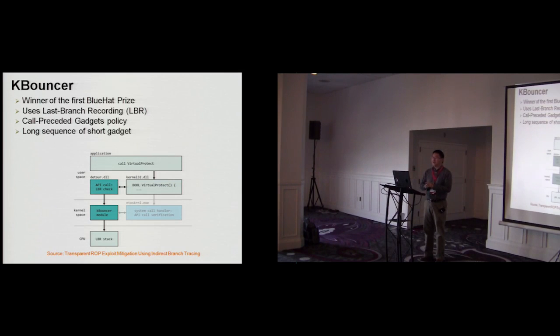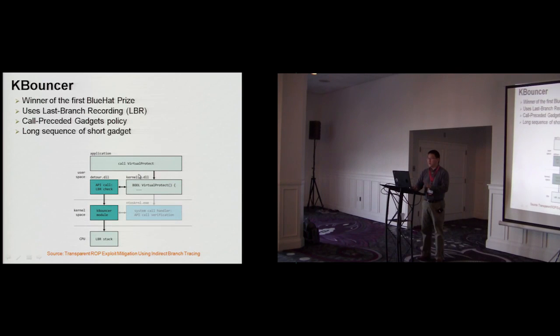They will detect that as an attack, because think about it: once a call happens, the call instruction will push the return address on the stack. The address will be the instruction after the call. So when the return happens, it should land on the call-preceded instruction, right? That's a very basic policy. kBouncer also uses a long sequence of short gadgets. That's very interesting. They assume the ROP gadget should be short. That's the very basic idea.